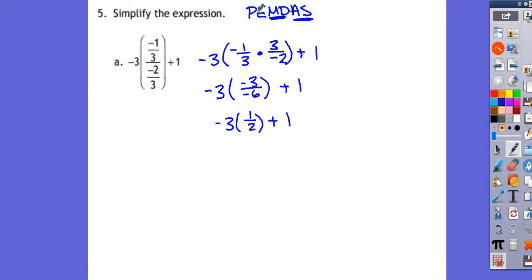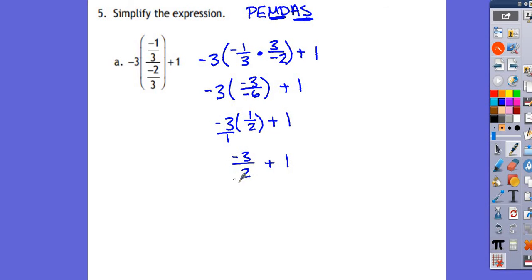Now, I did parentheses. There's no more work in the parentheses, no exponents. So I do multiplication or division, whatever comes first. First, I see multiplication. So, I'm going to multiply this. This is understood to be over 1. So I have negative 3 over 2. Alright.